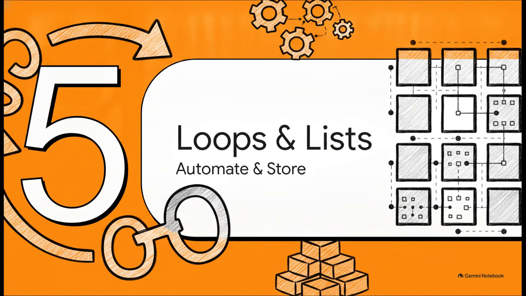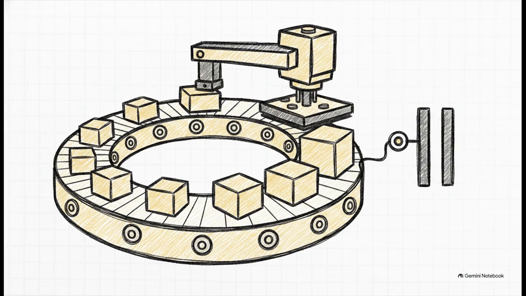All right, our final section. Section 5, Loops and Lists. This is how we automate repetitive tasks and manage complex data. A loop lets you run the exact same block of code over and over without having to manually type it out 100 times. Let's look at a while loop.